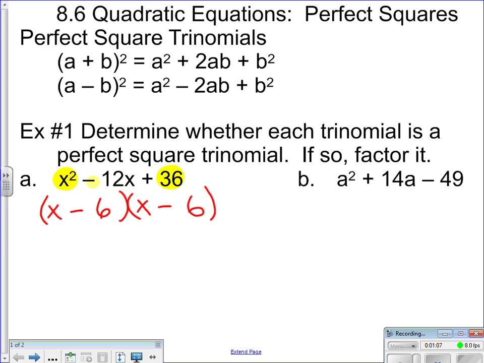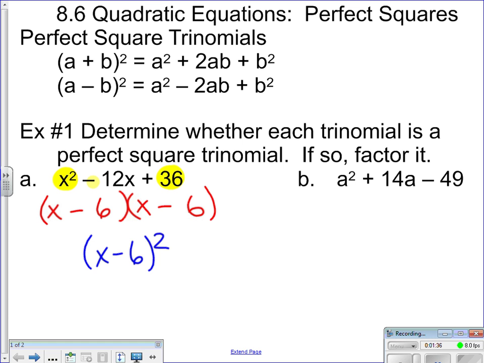But we don't waste time writing it this way. We simply write one parenthesis, x minus 6, squared. Make sure that you only write the factor once with a squared after it. That means it's a perfect square trinomial. Now B is here for you to try. If you think you can do B, you should pause now and attempt it.